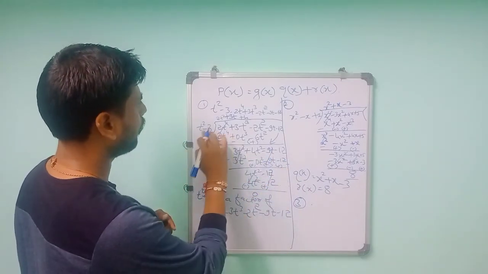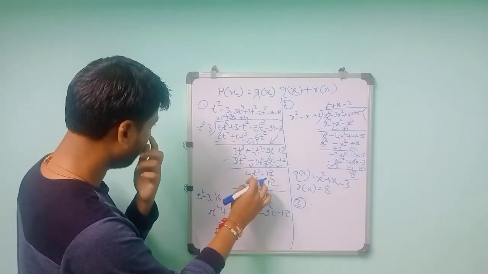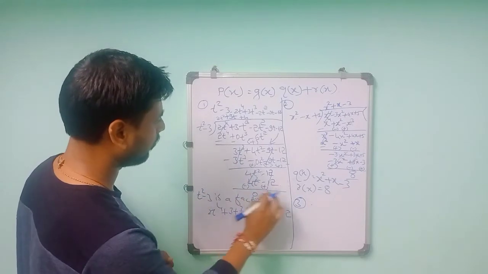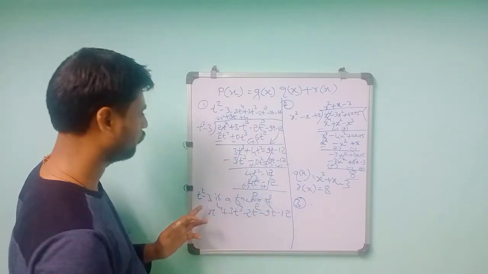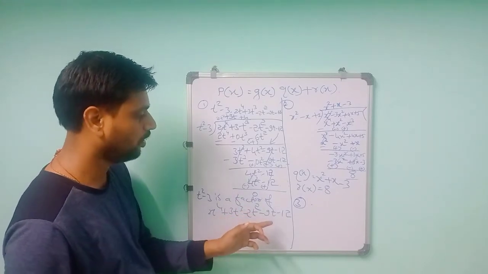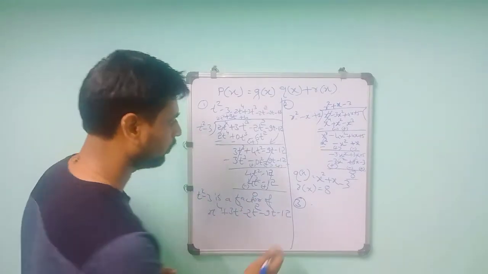then t square minus 3 is there, so you have to multiply by 4. t square into 4 is 4t square, minus 3 into 4 is minus 12, then both get cancelled. So the t square minus 3 is a factor of 2t raised to 4 plus 3t cube minus 2t square minus 9t minus 12.